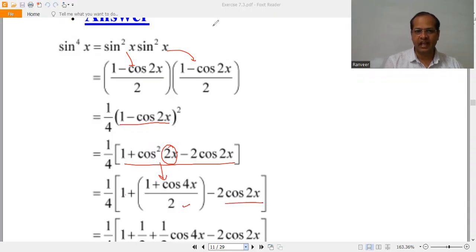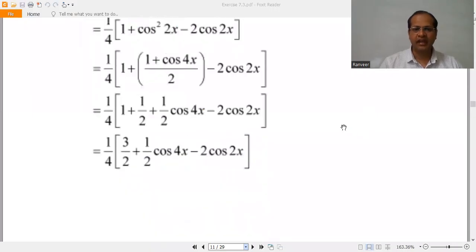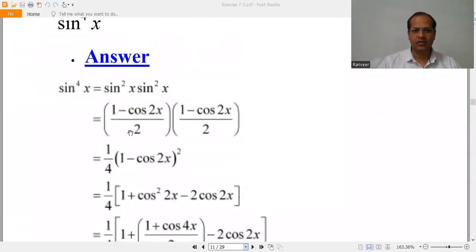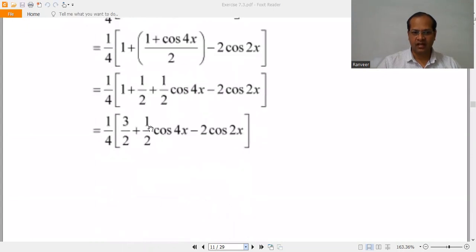After that, each and everything is converted into the angle format, and directly we can write the integral value. So 1 plus 1 by 2, 1 by 2 cos 4x minus 2 cos 2x. So 1 by 4, this is the 3 by 2, 1 by 2 cos 4x. Now this is the first thing we have to transform. This is the transformation.